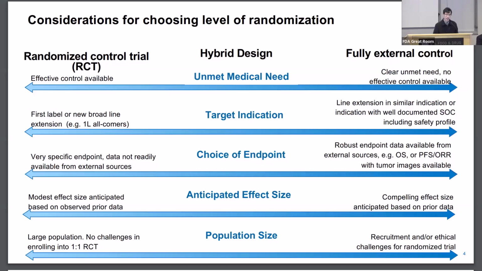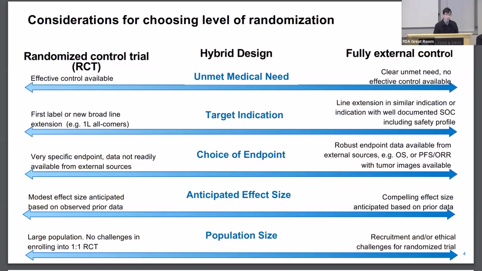For the target indication on the left-hand side, when you think about a randomized control trial setting, you may think of things that are more tied to first label or new broad line extension. And then for the fully external control, you may have line extension in similar indication or indication with well-documented standard of care.